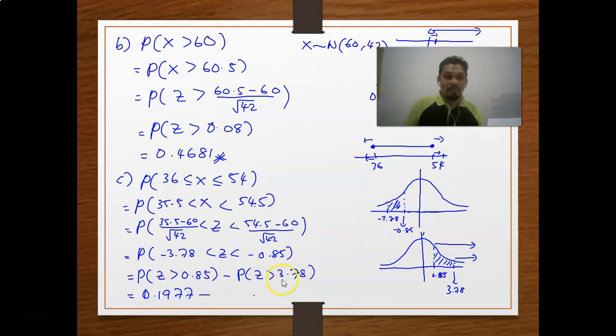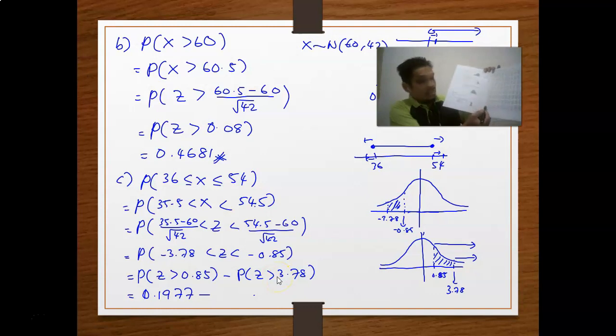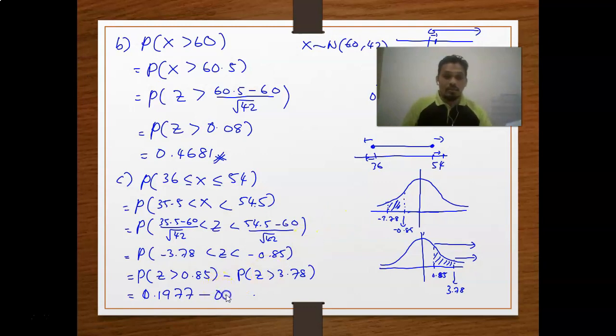0.1977 minus, okay, 3.78. 3.78 down here, and match with 0.08, which is 0.00008. Okay, so these two minus and you get 0.1969.